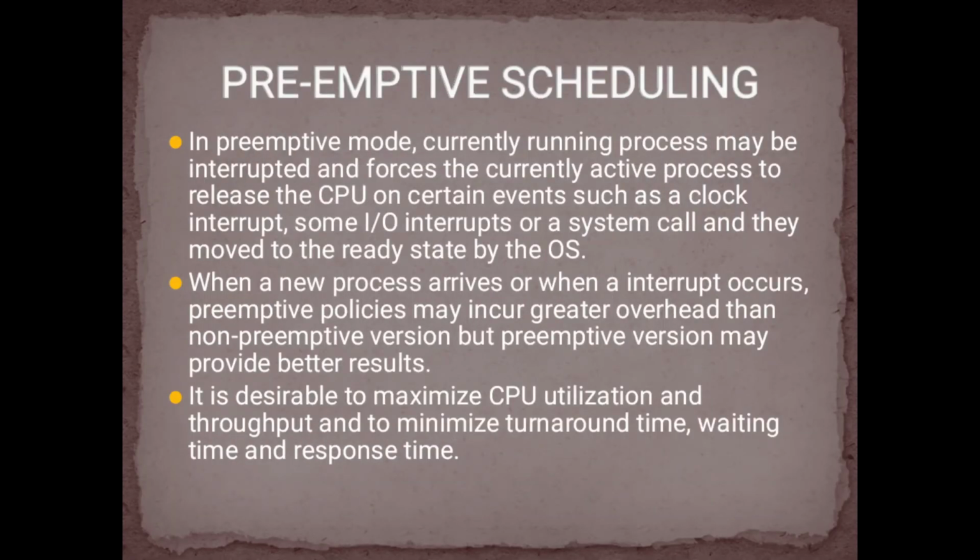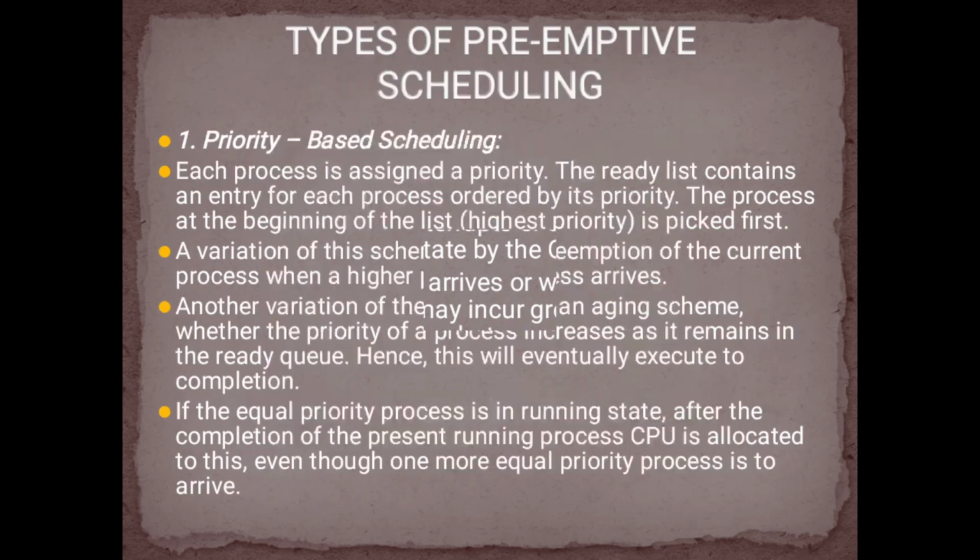Next one we are going to discuss is preemptive scheduling. Already I told you now. Suppose a job is being executed, and if some other higher priority task is in the queue, it will be executed first, before the currently executing process is completed. That is preemptive scheduling. Types of preemptive scheduling: priority based scheduling.